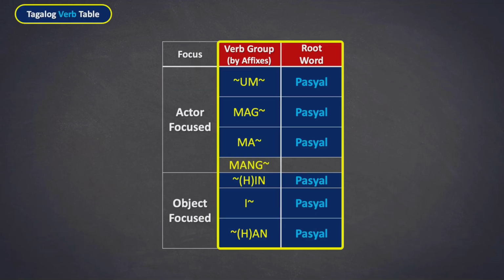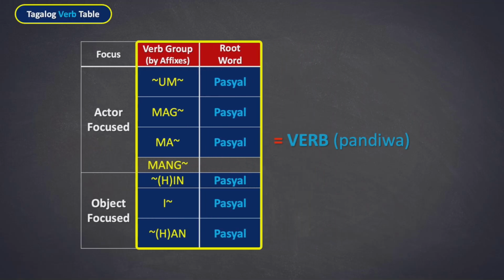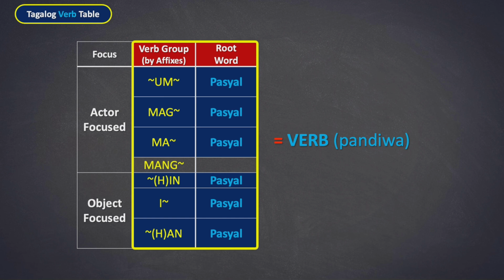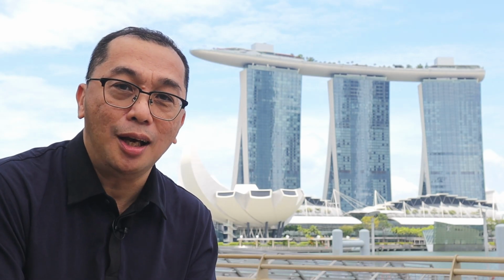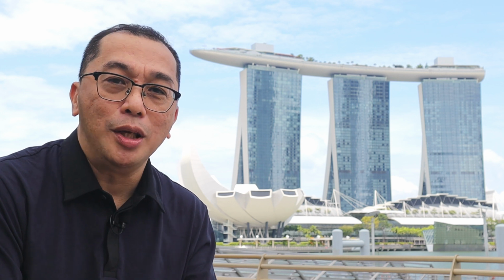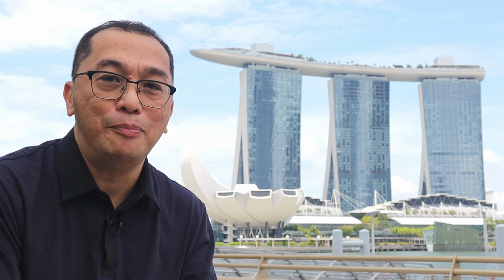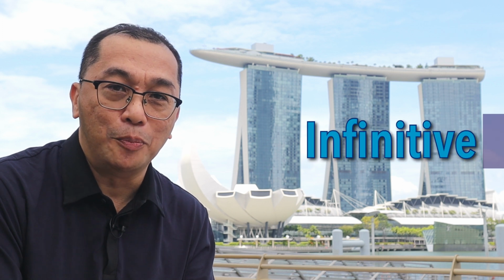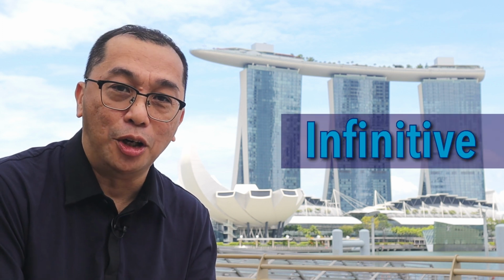To create a verb, we combine the root word pasyal with any of the following affixes: mag, ma, in, e, and an. Combining the root word pasyal with the different affixes, we can now have the very basic form of a verb, the infinitive form.